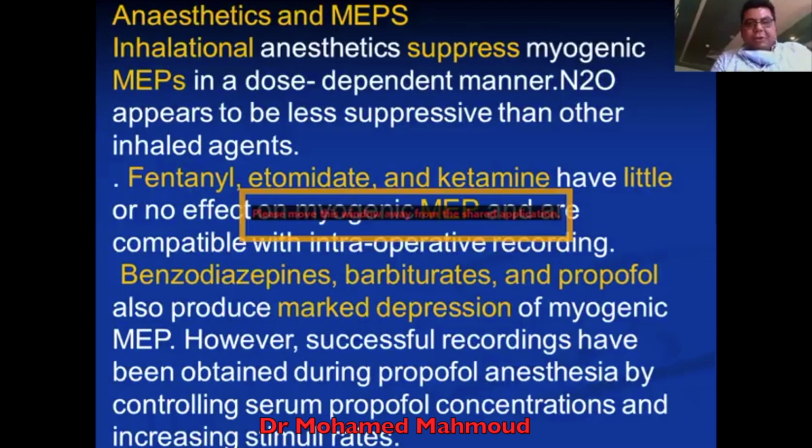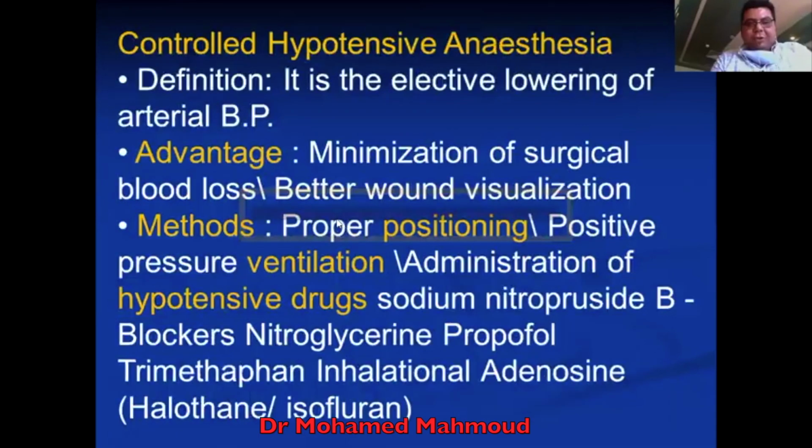Hypotensive anesthesia is lowering of the arterial blood pressure. It minimizes obstruction of surgical wound visualization. First, proper positioning and positive pressure ventilation, and adjust the ventilator parameters as the professor said. Administration of intravenous drugs or beta blockade, TIVA or inhalation anesthesia. Safe level of hypotension.